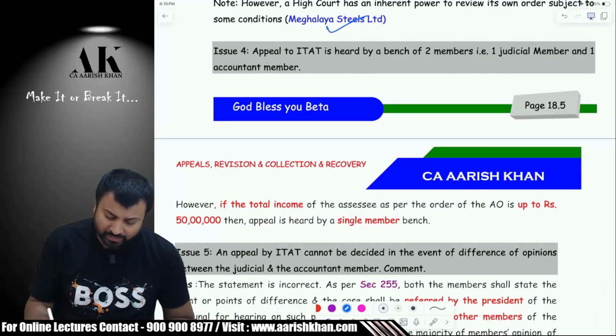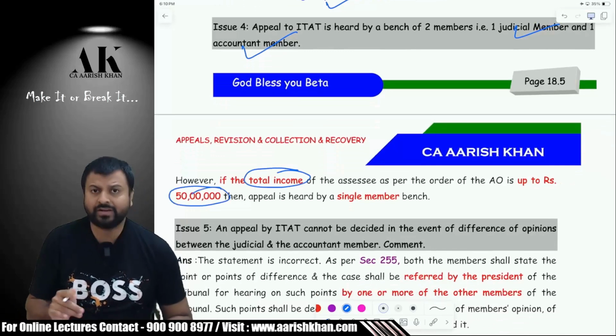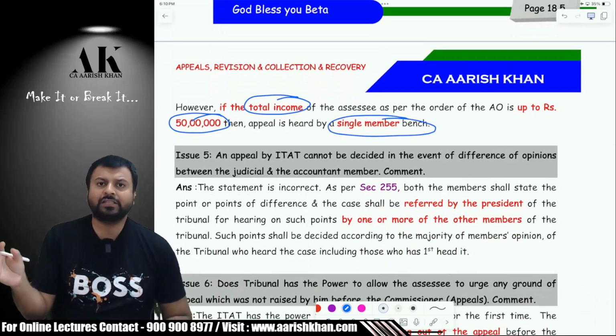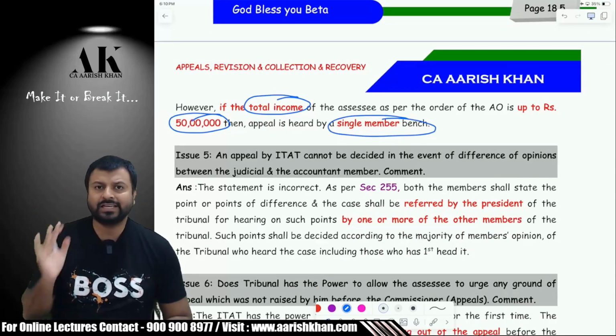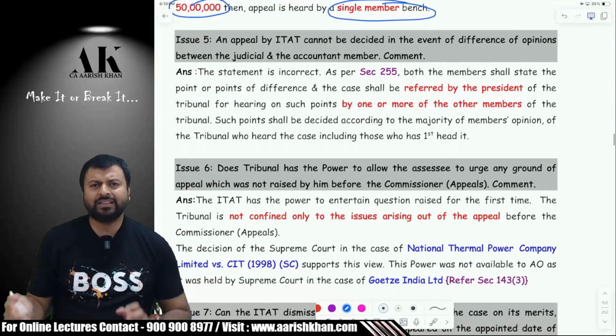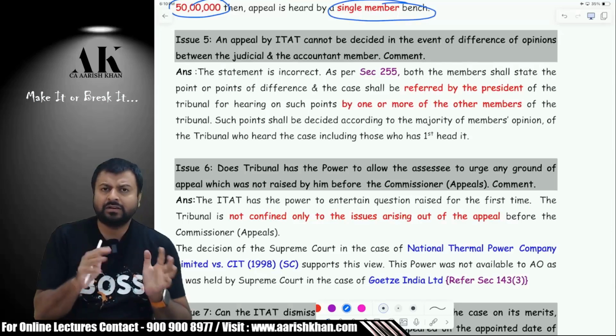One is known as judicial member, one is known as accountant member. But if the total income of the assessee is up to 50 lakhs, total income is up to how much? 50 lakhs. Then only a single member bench will hear your case. Okay, only a single member bench will hear your case if the total income is up to 50 lakhs. Okay, sir, if there are 2 members, there can be a difference in opinion between the judicial member and the accountant member. Then what to do in that case?